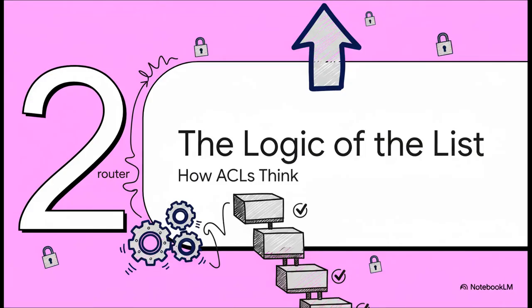Now, this is where it gets really interesting. It's not just about the list, it's about how the router actually reads the list. And this is the part you absolutely have to get. It's not random, it's a very strict, top-down process. Understanding this logic is the key to writing ACLs that actually work the way you expect them to.